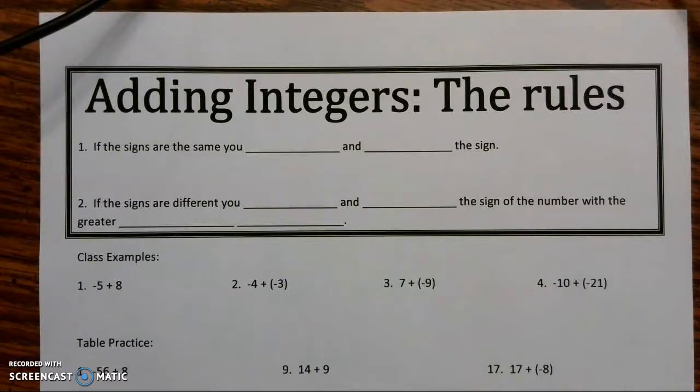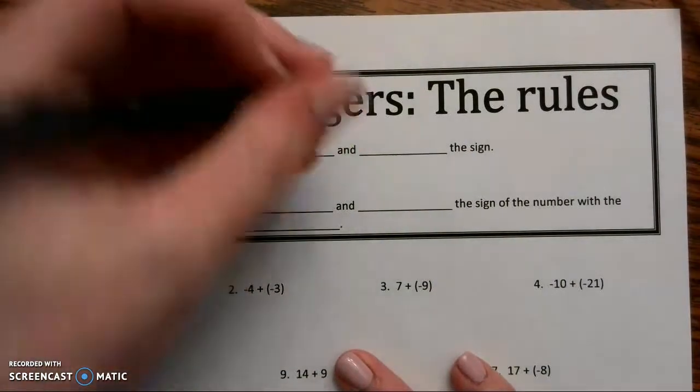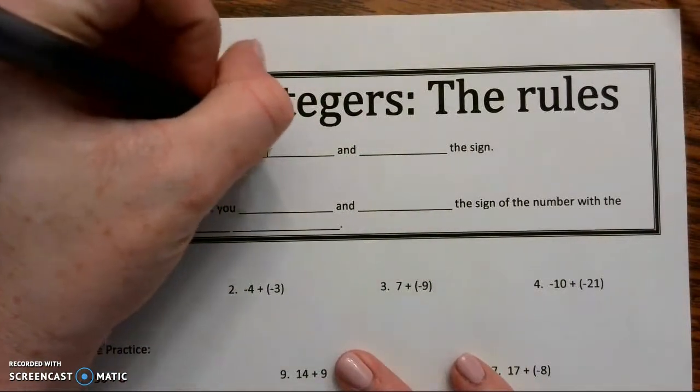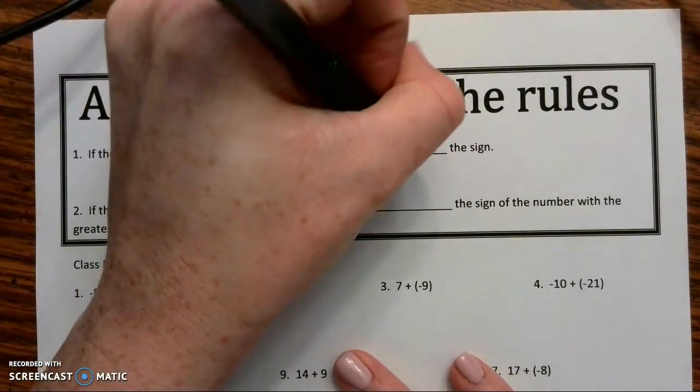Hey guys, today we're going to be talking about adding integers and learning the rules for adding integers with the same signs and different signs. So the first rule we're going to talk about is what happens when we're adding numbers with the same sign. If the signs are the same, you add and keep the sign.